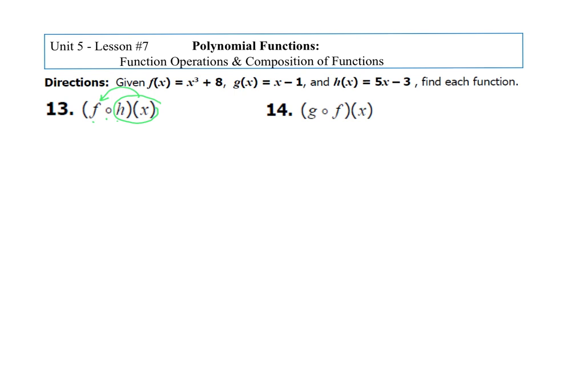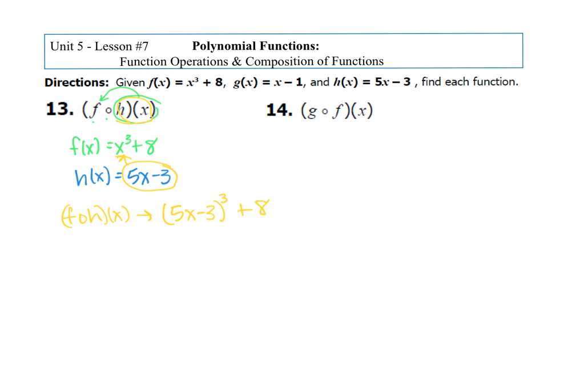I like to write them out so I can see them really good. f of x is x cubed plus 8. And h of x that we're using is 5x minus 3. So what we're being asked to do is take the h of x, which is 5x minus 3, and put it into f's x's. So our equation will be f of h of x, and we start off with parentheses where the x is, and we're going to put 5x minus 3, and then we put cubed, and then plus 8. So it's very similar to number 11 that we did just a moment ago.